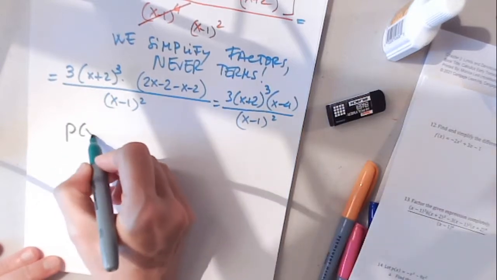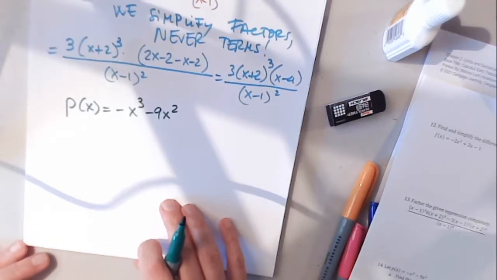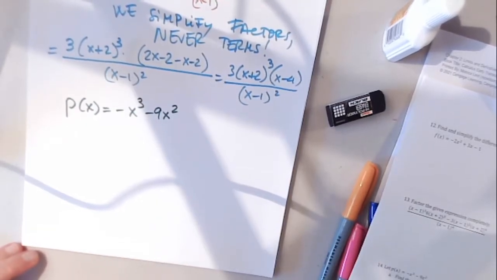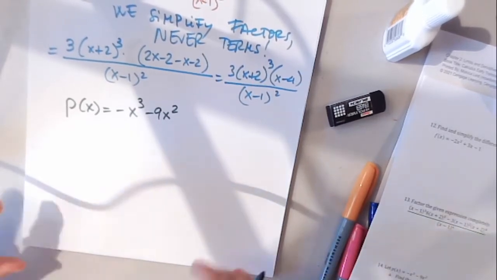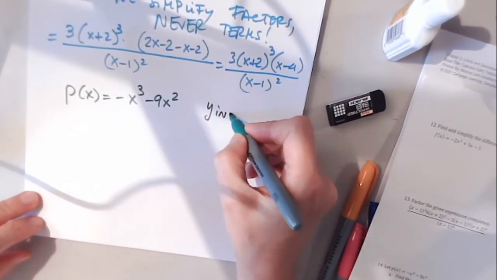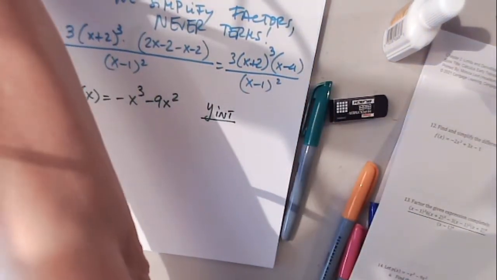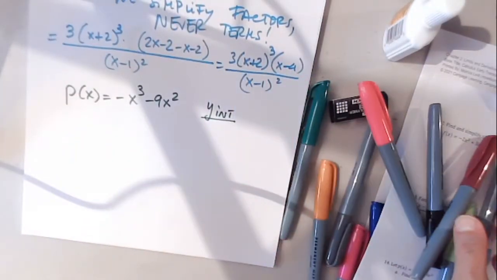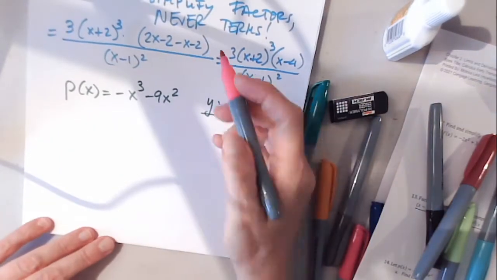So we have a function p of x equals negative x cubed minus 9x squared. And we're asked to find the y-intercept and describe the end behavior and determine the zeros and their multiplicities. We're not asked to graph. Okay, so in order to find the y-intercept, how do I calculate or determine it? Where x equals 0. When x equals 0 will be the y-intercept indeed.